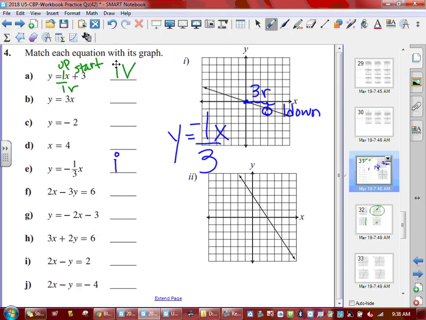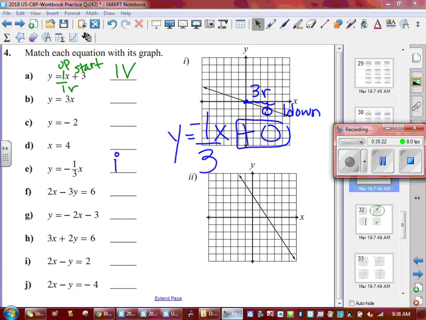Okay? So I have a negative 1 over 3, here's my negative 1 over 3. Okay? Because he starts in the middle, right at plus 0. So you can say plus 0, but you don't need to put that at the end. Okay? This concludes lesson 4.4, matching linear equations to their graphs.